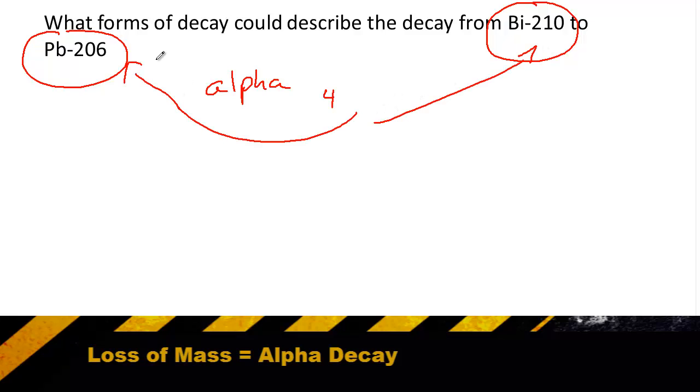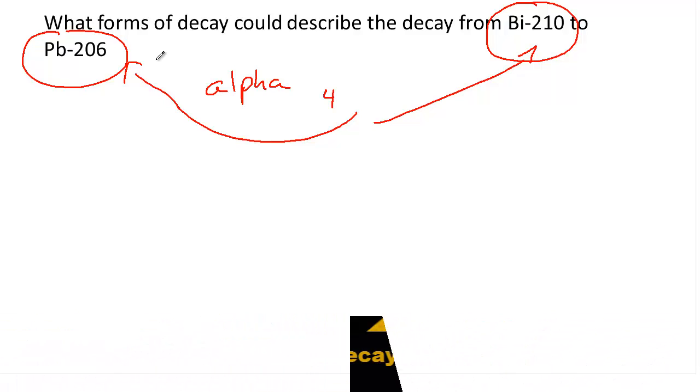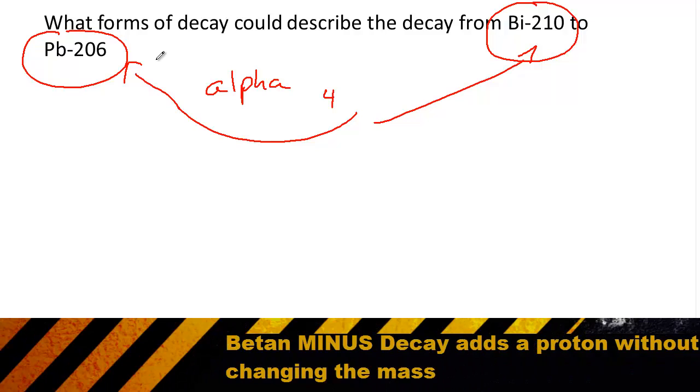When we undergo alpha decay, we lose a total mass of 4, and that matches the drop from 210 down to 206. However, if you look at your periodic table, lead has just 1 less proton than bismuth. And in alpha decay, we actually lost 2 protons. So we're going to have another decay, something that would allow us to add a proton without changing the mass. And that's going to be beta minus decay.